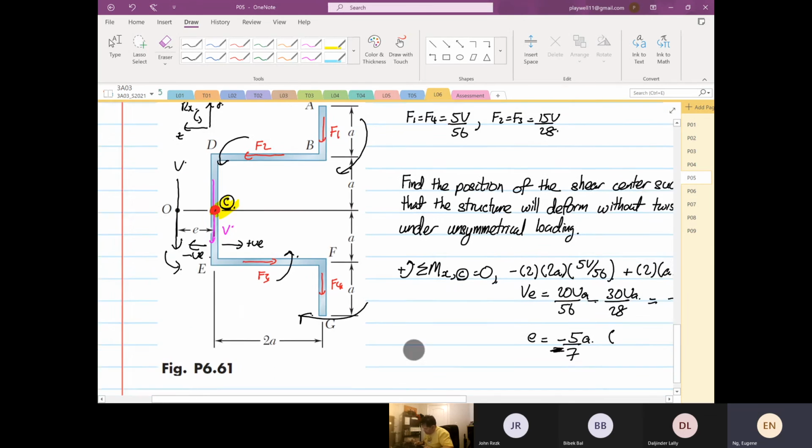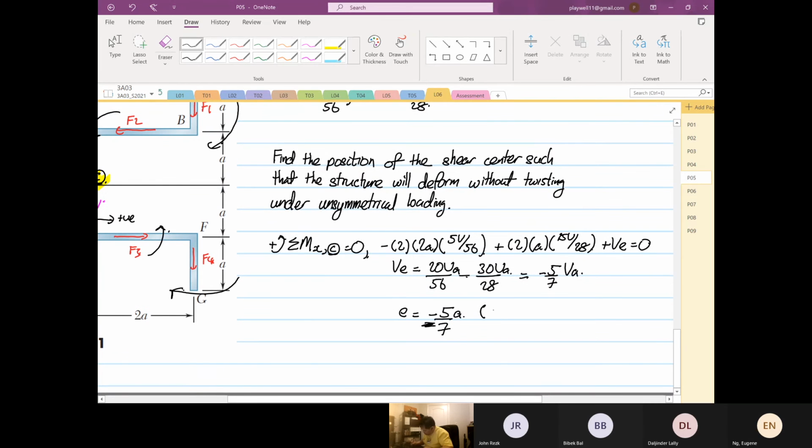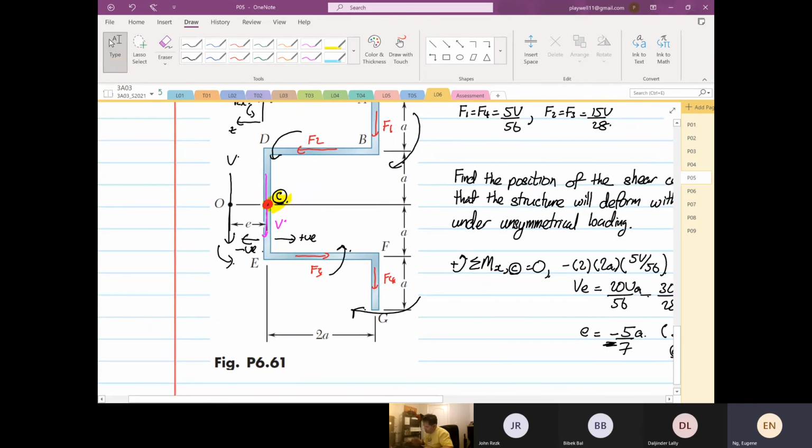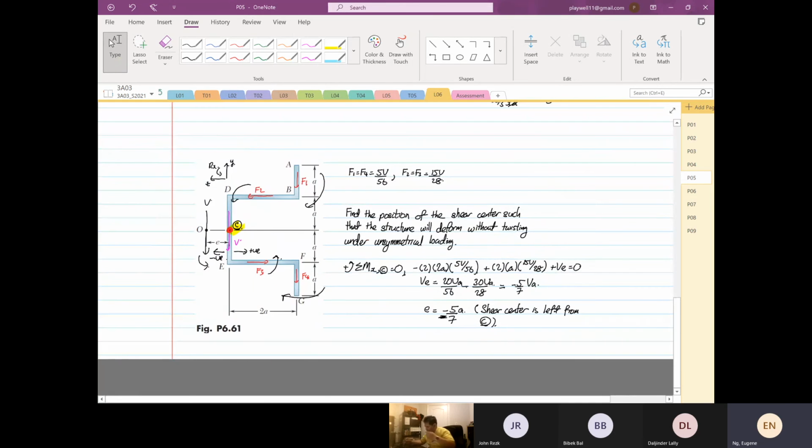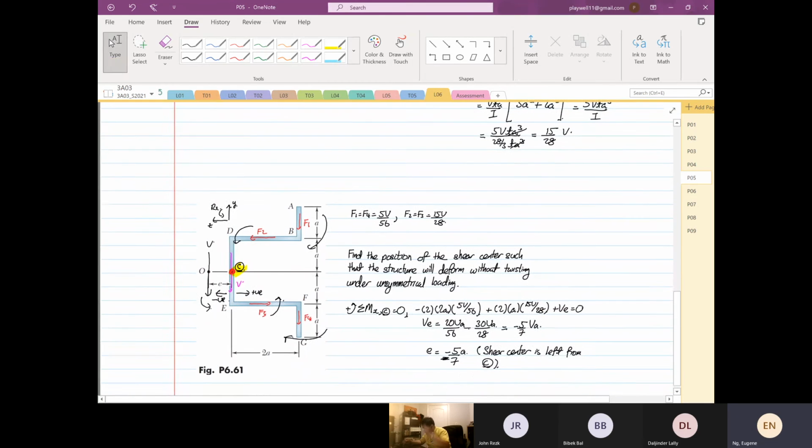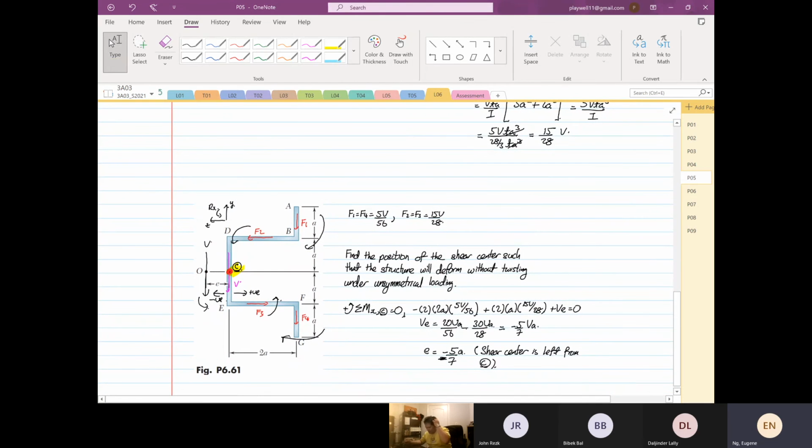So the shear center is left from point C. Okay, if it's plus, it will be on the right hand side. So it's quite straightforward, isn't it? Is the procedure, right? It's so straightforward to understand why we are doing something a certain way. Okay, it's not that difficult.